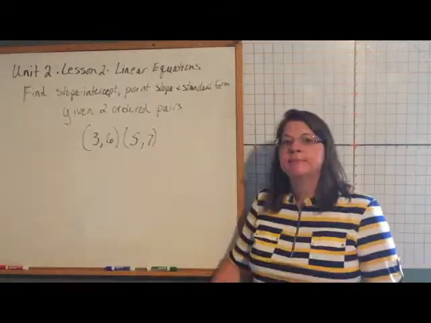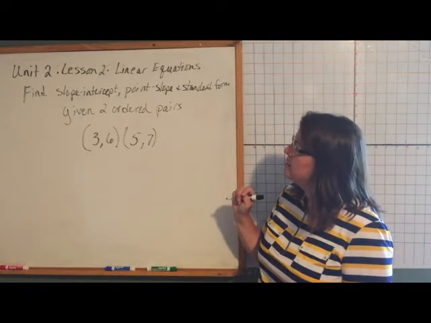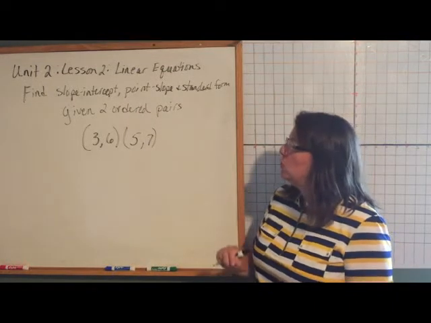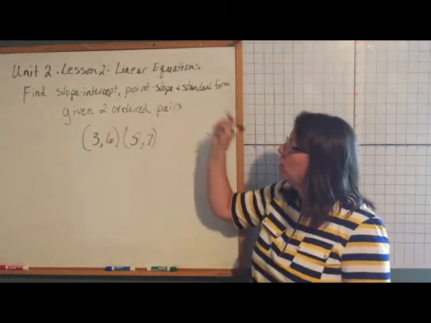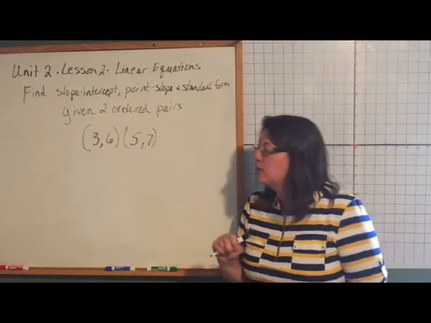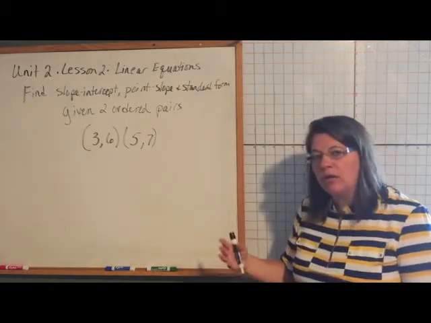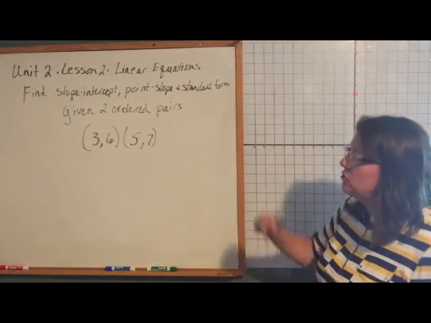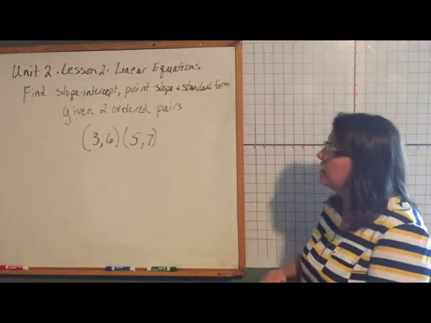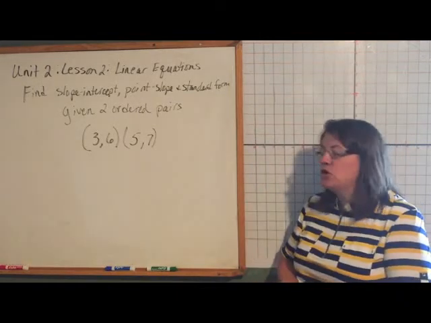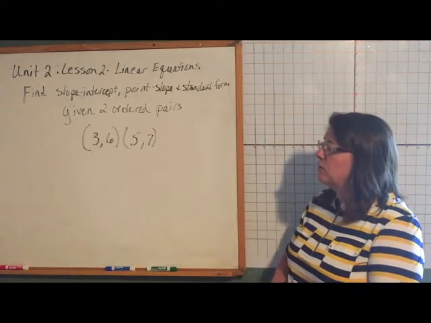The directions here are asking me to find slope-intercept, point slope, and standard form given the 2 ordered pairs. So I have 2 ordered pairs here and I want to find all of those equations. Well, I could graph them and I could see where the graph goes and try to do it that way. Or I could just use my knowledge of the slope formula and then try to plug in the information to get my standard, slope-intercept, and point slope form.